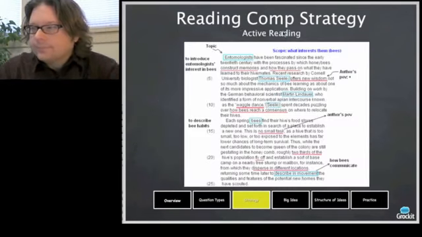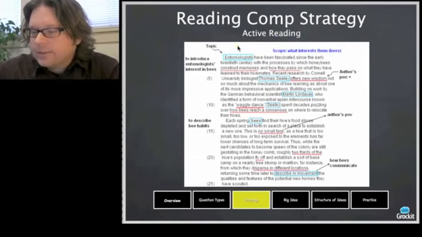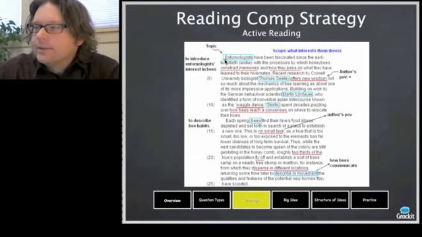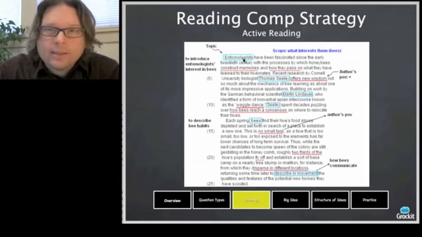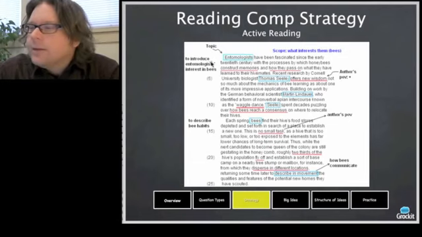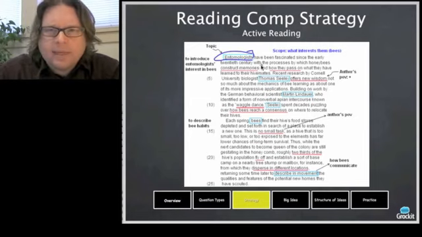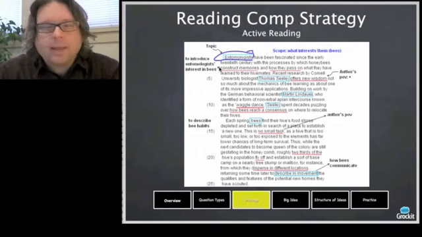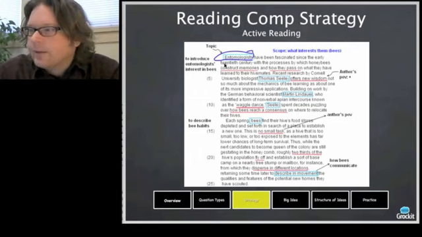Okay. So an example of active reading would be something more like this. This is from a longer passage, about five paragraphs long. "Entomologists have been fascinated since the early 20th century with the processes by which honeybees construct memories and how they pass on what they have learned to their hive mates." So here our topic looks like it's something related to entomologists, perhaps entomology, the study of bugs, not words. Something along those lines would be our topic.